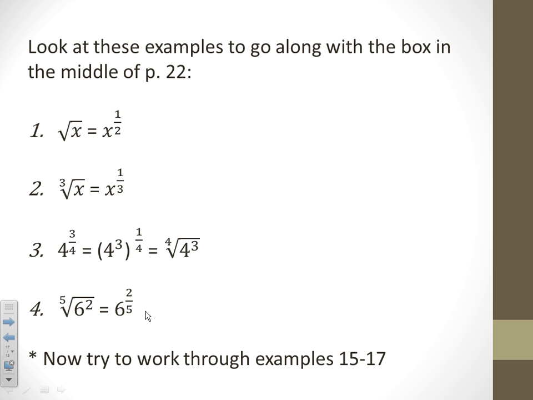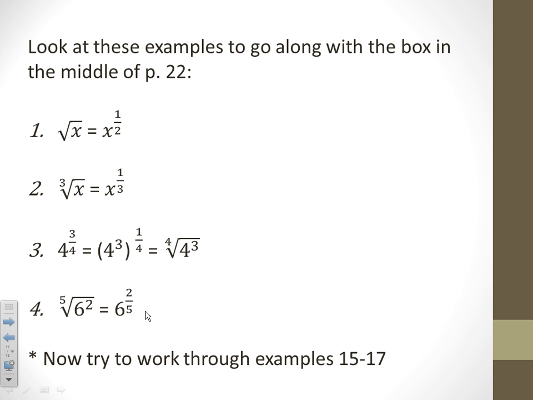Okay, still on page 22. Couple more things for you guys to take a look at here. There's another way to rewrite radical problems. So if you've got the square root of x, it's the same as saying x to the 1/2 power. If you have the cube root of x, it's the same as saying x to the 1/3 power. Then 4 to the 3/4 power, sorry about how that looks typed, but it's the best I could make it look.